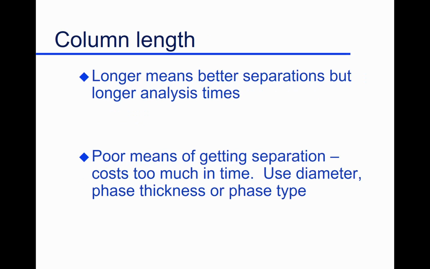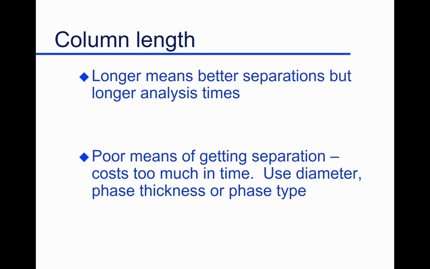Column length. Longer means better separations. You know, that's very typical. A 5-meter column, a 10-meter column, a 20-meter column gives you better separation. The problem is, if you double your column length, your separation only improves by 1.414, the square root of the length. And so I just paid $2 to get $1.41 in performance. Not a good deal. So you don't want to use longer columns unless you must.